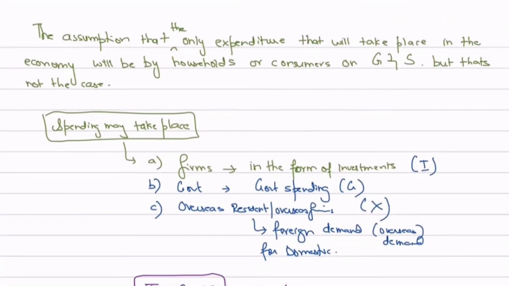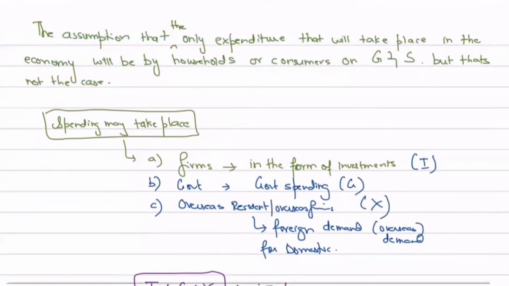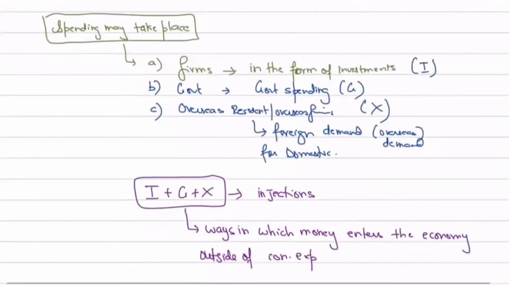That was the assumption that we made when we were drawing the initial simplistic flow of national income. We said that all the expenditures by the household will be spent back on the economy, but that's not the case. It doesn't happen like that. The assumption was that the only expenditure in the economy will be by households or consumers on goods and services. But that's not the case. What are the other expenditures taking place in the economy? Are households and consumers the only people spending money on the goods and services produced by the firms?